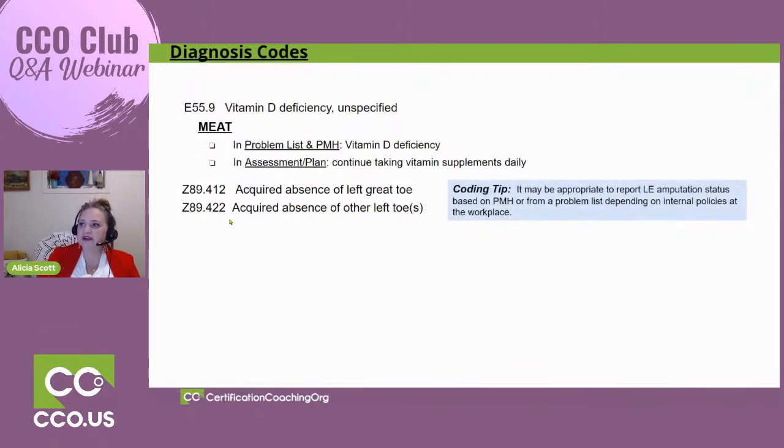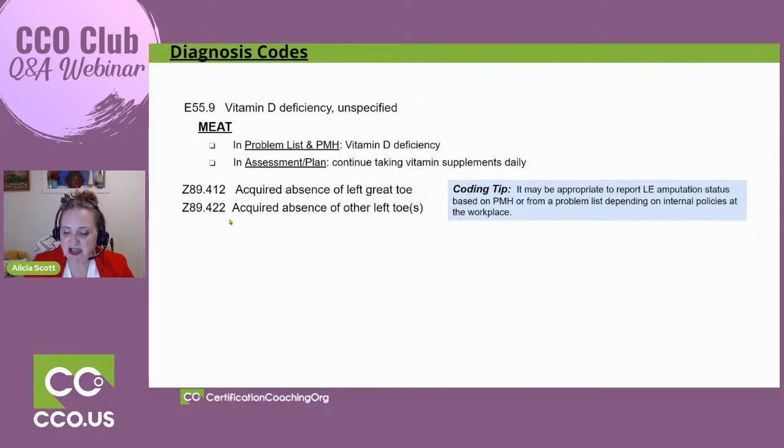Now, note, when you have a lower extremity amputation based on the PMH, or if you have a problem list, sometimes internal policies will say, hey, you cannot capture off a problem list. But when it's an amputation, a lot of times they say, go ahead, right? And you will frequently find amputations listed up next to the BMI and the vital signs. So always give that the old coder's eyeball.